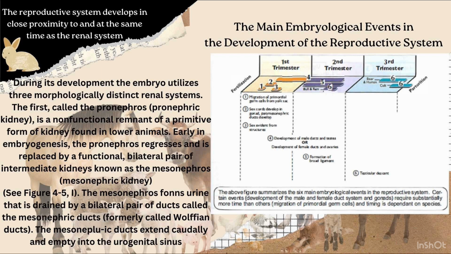During its development, the embryo utilizes three morphologically distinct renal systems. The first is called the pronephros, or the pronephric kidney. It is a non-functional remnant of a primitive form of kidney found in the lower animals. Early in embryogenesis, the pronephros regresses and is replaced by a functional bilateral pair of intermediate kidneys, which is known as the mesonephros, or the mesonephric kidney. The mesonephros produces urine that is drained by a bilateral pair of ducts called the mesonephric ducts.